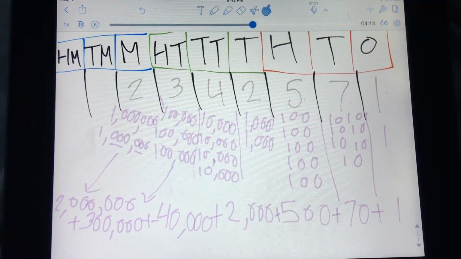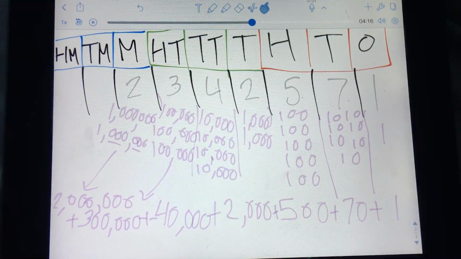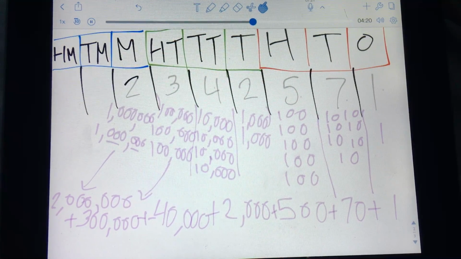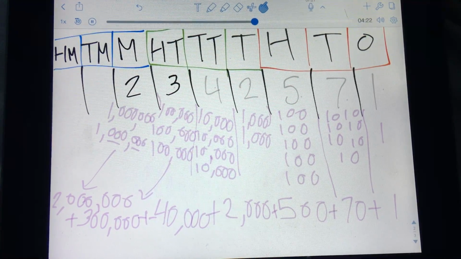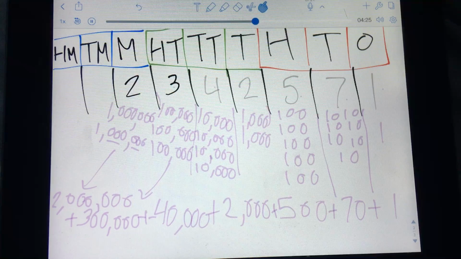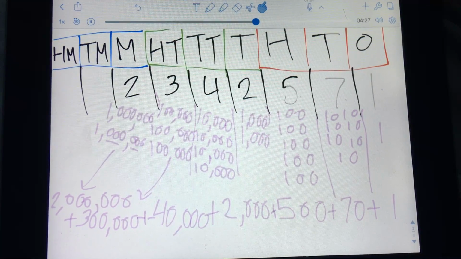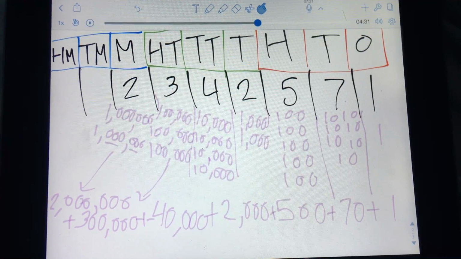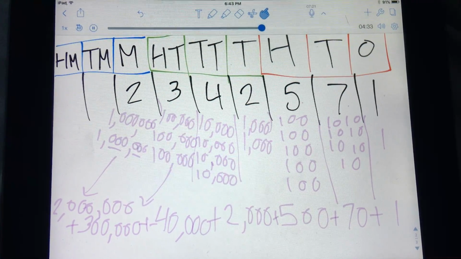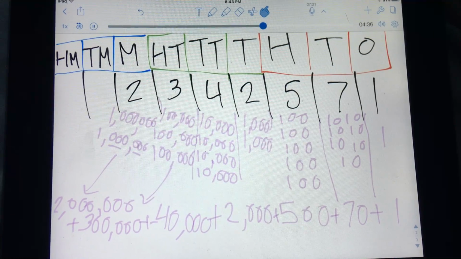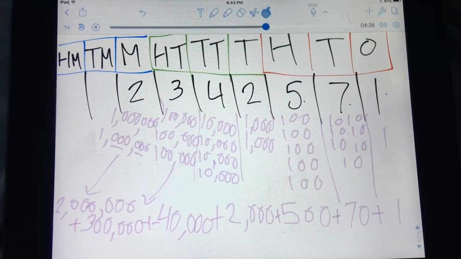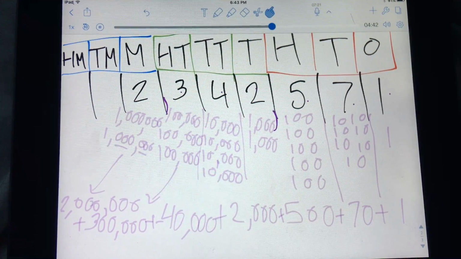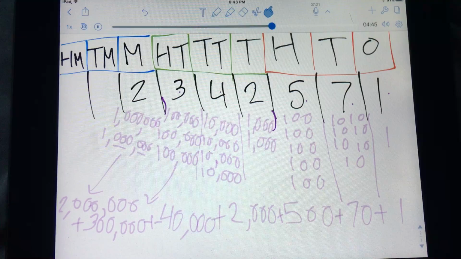Okay, so we're going to go back and check what was our number: 2,342,571. And some of you that are getting stuck on where you're putting your commas and just putting them any old place, remember they go by the period. So you can count backwards and go 1, 2, 3, put a comma. 1, 2, 3, put another comma. So now we need expanded form.